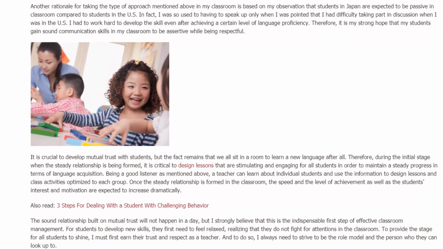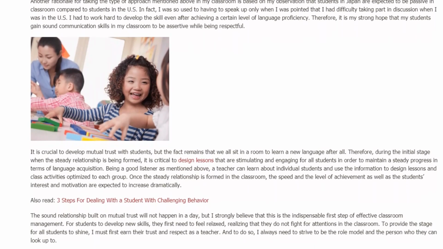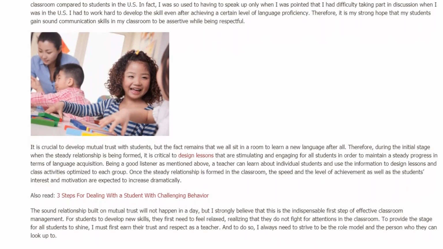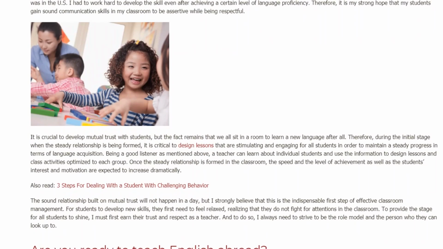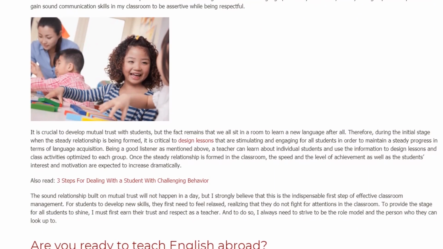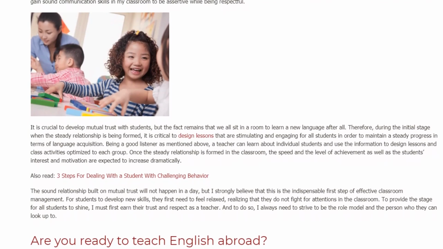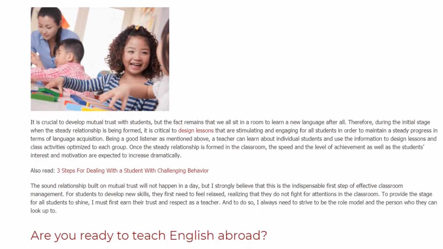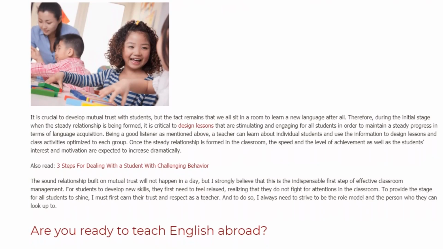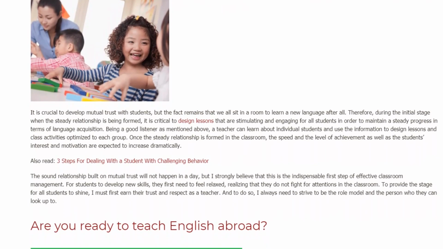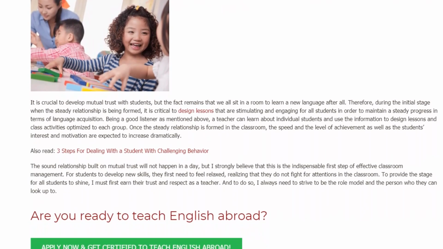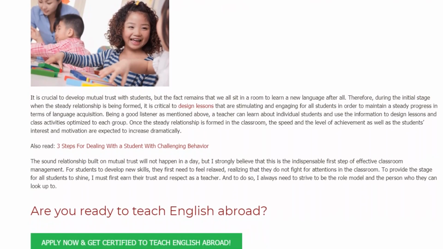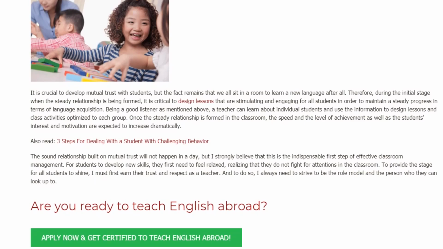It is crucial to develop mutual trust with students, but the fact remains that we all sit in a room to learn a new language after all. Therefore, during the initial stage when the steady relationship is being formed, it is critical to design lessons that are stimulating and engaging for all students in order to maintain a steady progress in terms of language acquisition. Being a good listener, as mentioned above, a teacher can learn about individual students and use the information to design lessons and class activities optimized to each group.